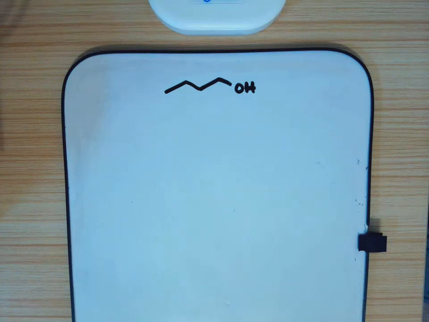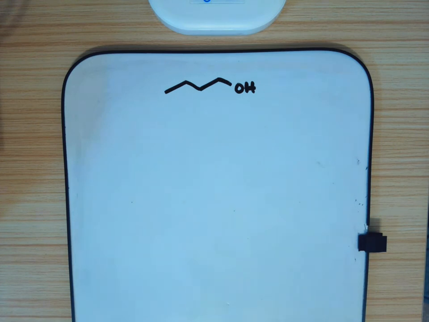In this video, we'll go through the rules of naming alcohols. Recall an alcohol is an organic molecule that contains the hydroxyl functional group. The hydroxyl is simply an OH group that is directly bonded to a carbon. And so, in the case of naming alcohols, it is based on the rules of naming alkanes.